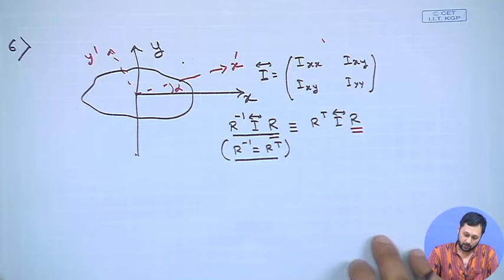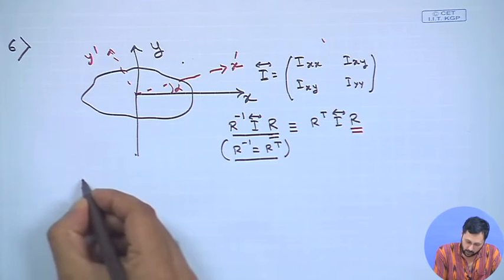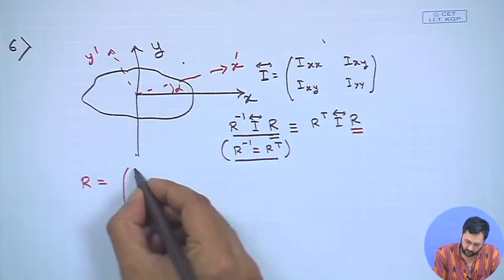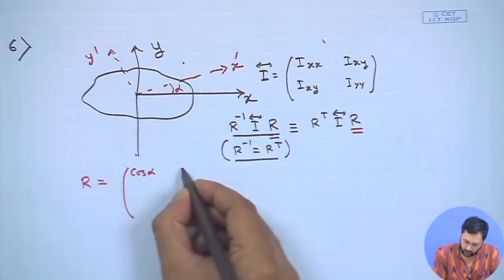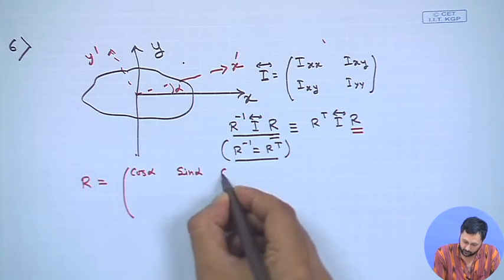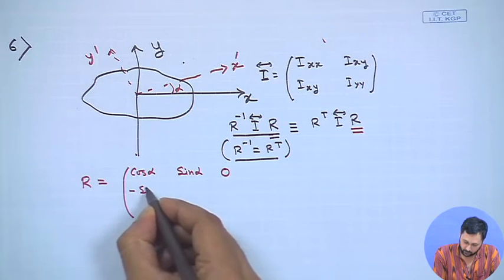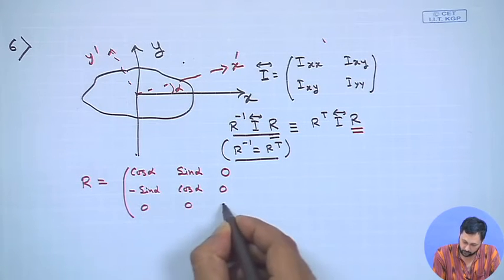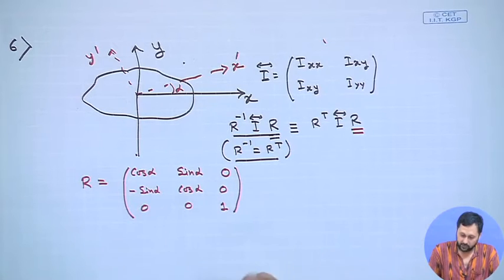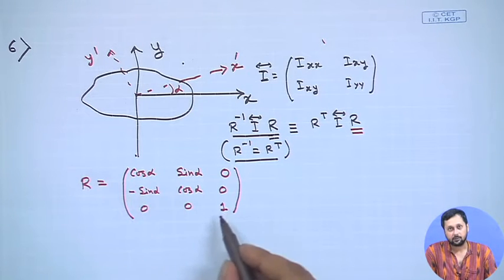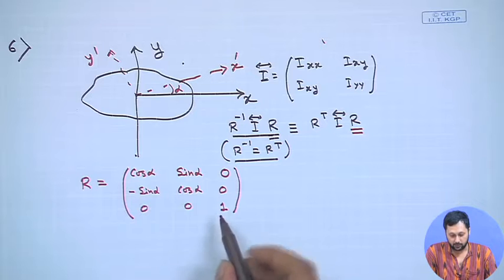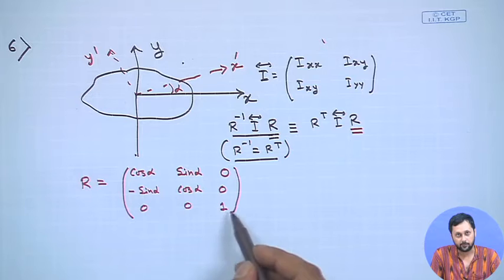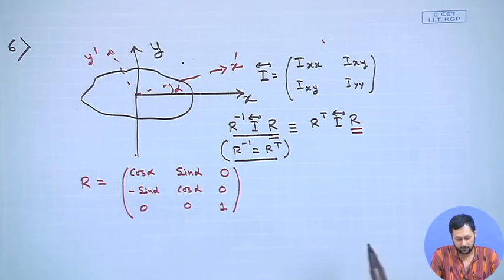Now I am telling you R in this case can be given as cos alpha, sin alpha, 0; minus sin alpha, cos alpha, 0; and 0, 0, 1, which means the z direction remains invariant and the rotation is around the z axis. That means the z axis remains invariant and the x and y axes are changing.